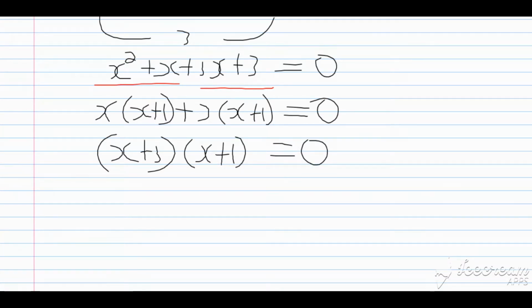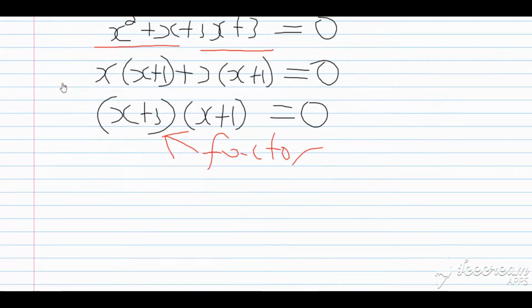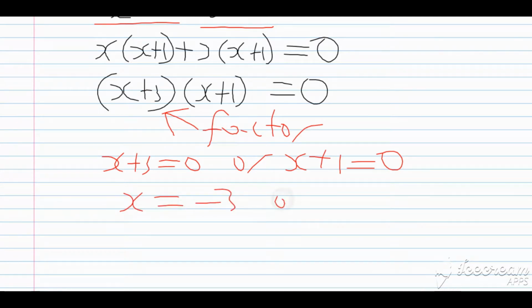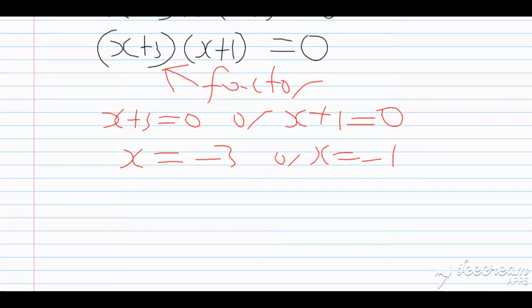Now there's a special name that we give to these here. These are called factors. All right. So the principle is that if we have two things being multiplied to give us 0, one of them must be 0. So it means now that either x plus 3 equals 0 or x plus 1 equals 0. If this is so, then x is either negative 3 or x is equal to negative 1. Now, there's a special name that we give to these as well. These are called roots of the equation.